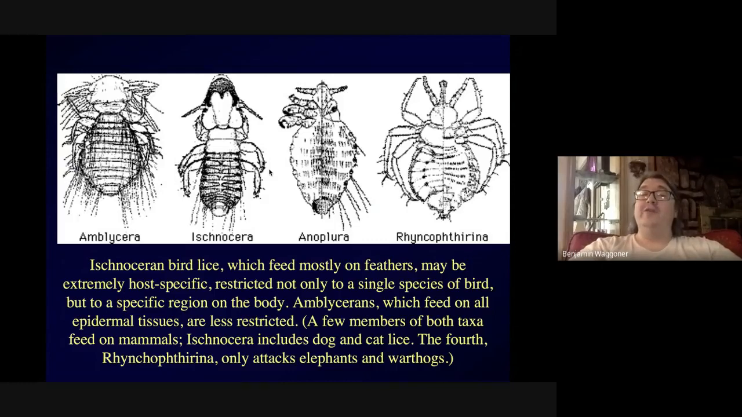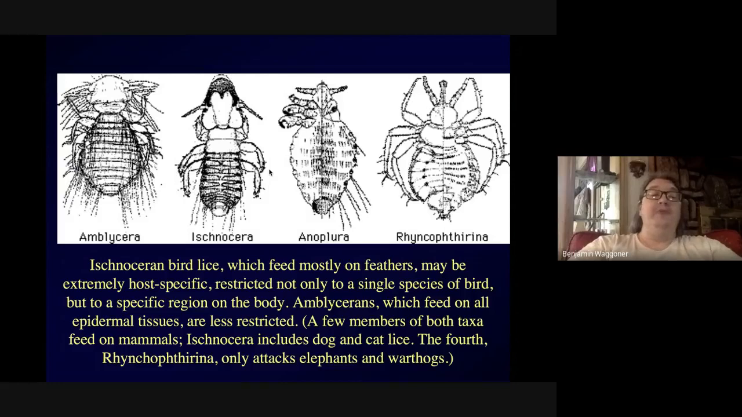It's not a coincidence that they've got this very long proboscis because they have to drill down through elephant hide. And as such, they've got this very long, drill-shaped, tube-like mouth parts for drilling through elephant skin and getting down to the blood. And then much more diverse are Amblycera and Ischnocera. These are the two main groups of chewing lice.